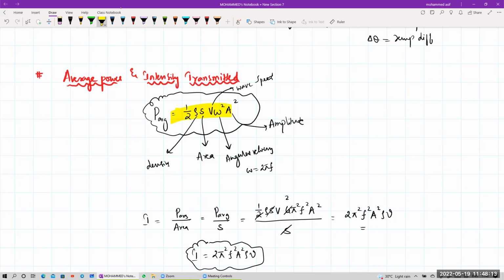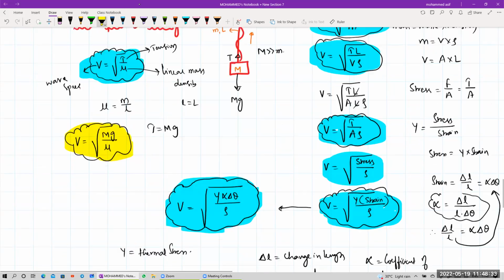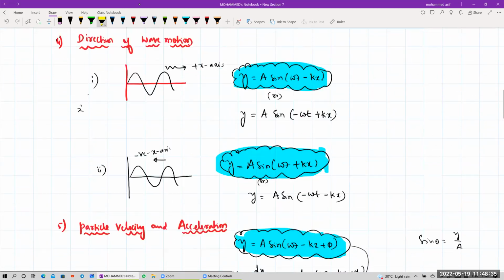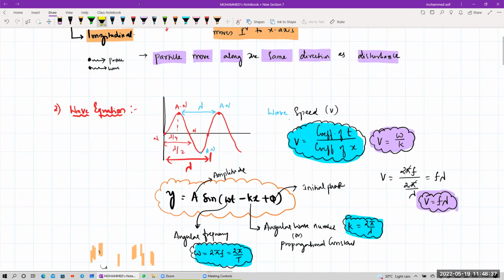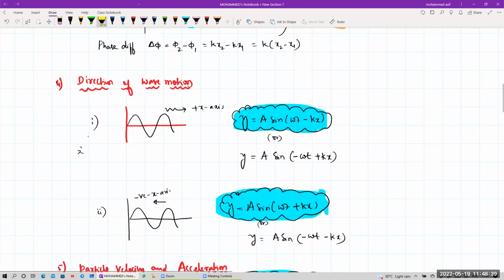Clear? So P average is half rho S into V omega square into A square, and the intensity formula is I equal to 2 pi square F square A square rho into V. Is it clear? Yes sir. So revise these formulas today. We'll try to do the numericals based on this in tomorrow's session of your class.